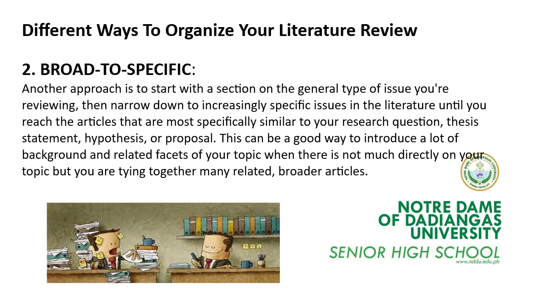Another approach is to start with a section on the general type of issue you're reviewing, then narrow down to increasingly specific issues in the literature until you reach the articles that are most specifically similar to your research question, thesis statement, hypothesis, or proposal. This can be a good way to introduce a lot of background and related facets of your topic when there is not much directly on your topic but you are tying together many related, broader articles.